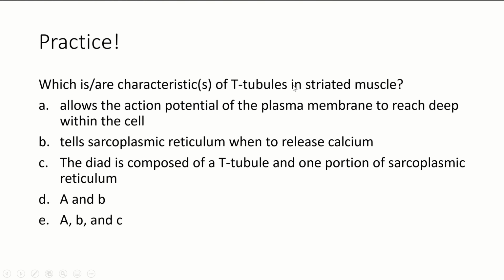Okay, this one, which is or are characteristics of T-tubules in striated muscle? So A, allows the action potential of the plasma membrane to reach deep within the cell. Yes, that is correct. Remember we said that's what the T-tubule does, it allows this signal, the action potential, to dip down deep into the cell and spread the message, hey, we're contracting right now, all throughout the cell. So yes, that is what a T-tubule does.